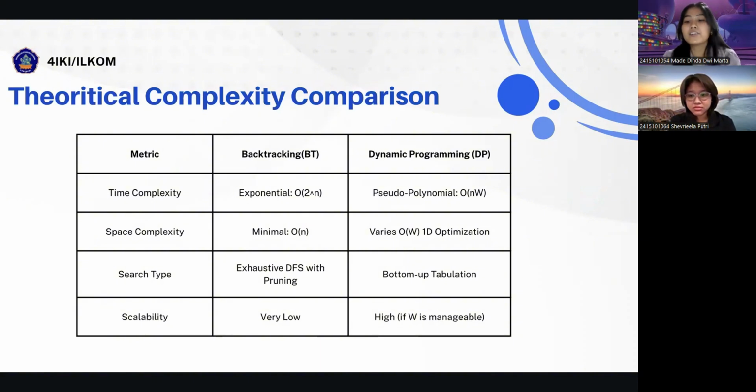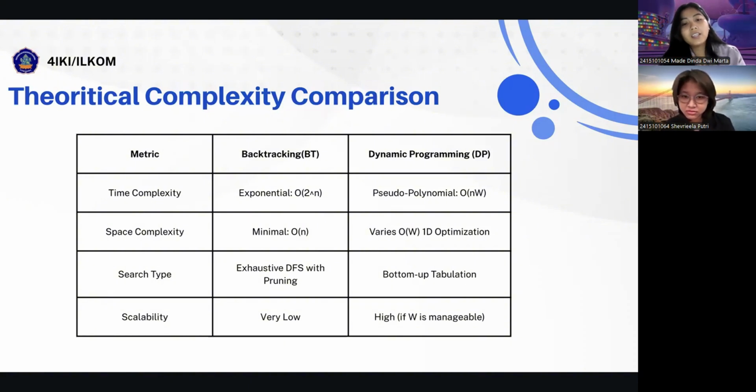So in here, we compare the two algorithms side by side. From the time complexity, backtracking is exponential, O(2^n), and dynamic programming is pseudo-polynomial, O(nW). And for the space complexity, backtracking has a minimal O(n), and dynamic programming has O(W) with 1D optimizations. And the third type, backtracking is an exhaustive DFS with pruning, and dynamic programming has bottom-up tabulation.